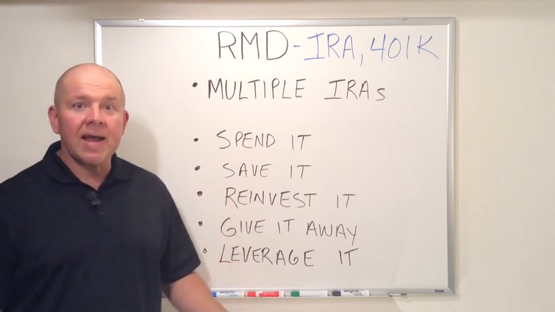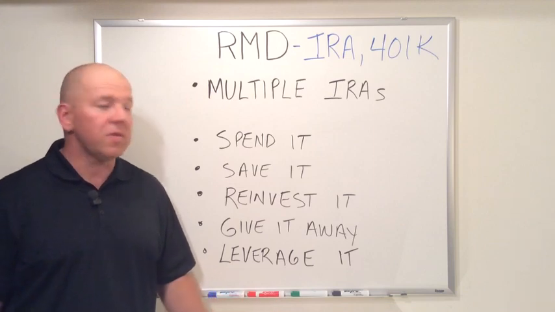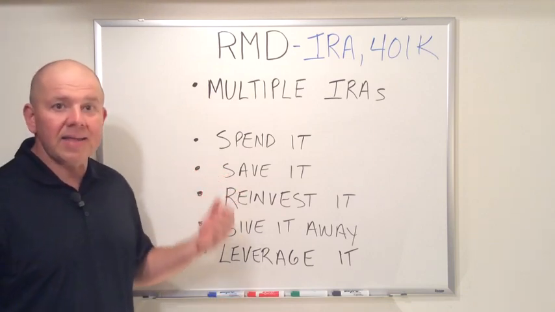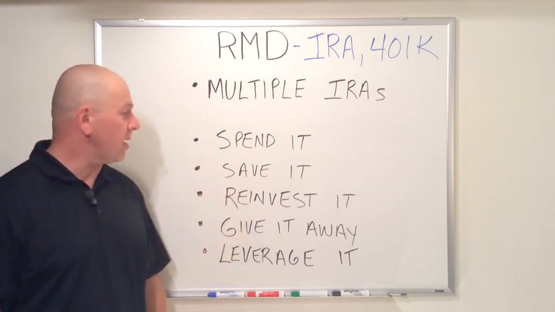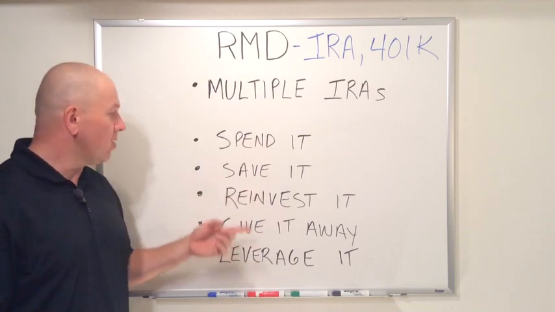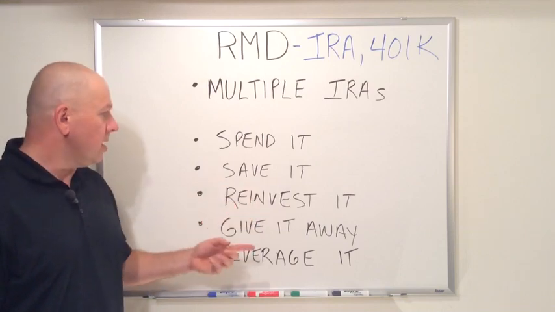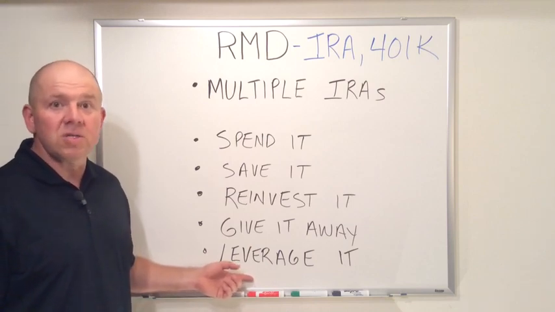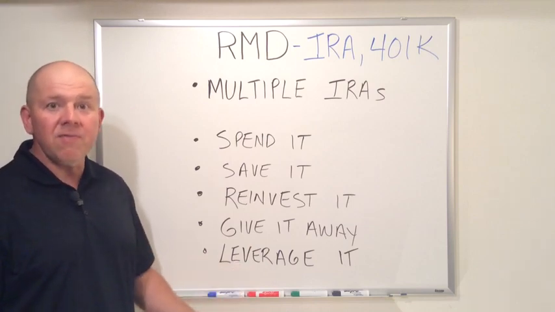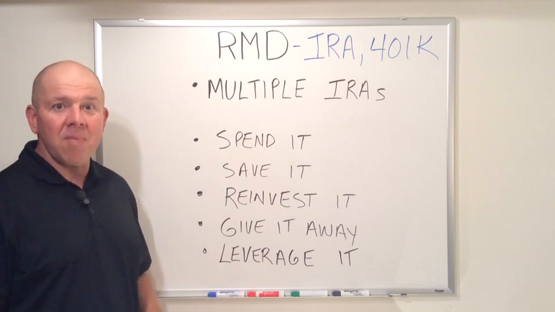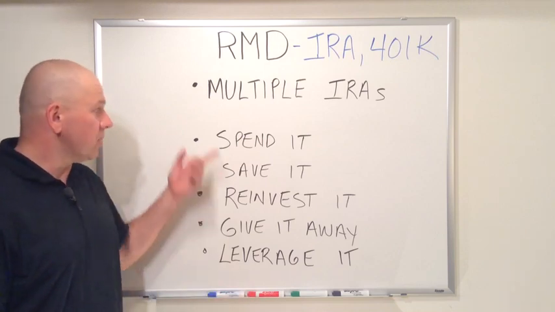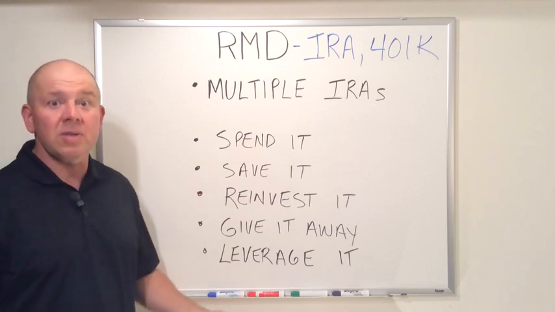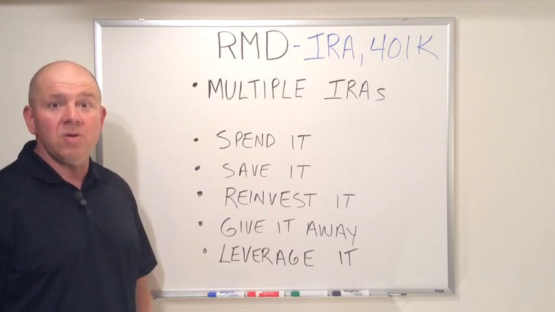And then once you've taken out your required distribution, what do you do with it? Well, you can spend it. A lot of people use it as extra retirement income. You can save it. You could reinvest it however you want. You could give it away. Or some people actually leverage it. They'll use their required distribution to buy life insurance to maximize the amount of money that they pass on to their family. So those are 5 different things that people typically do with their required distribution once they take it out.